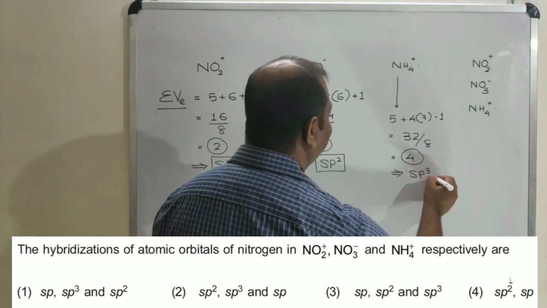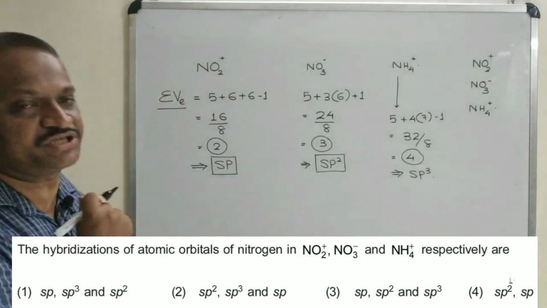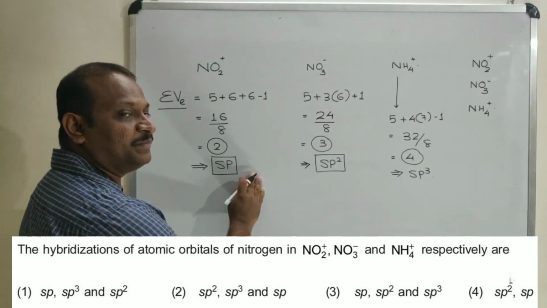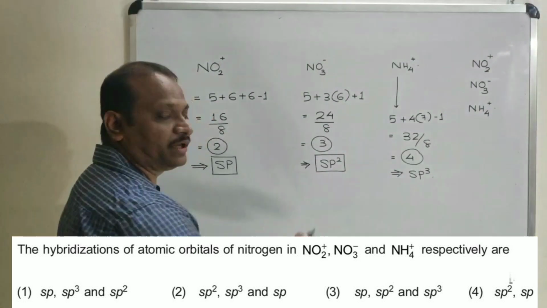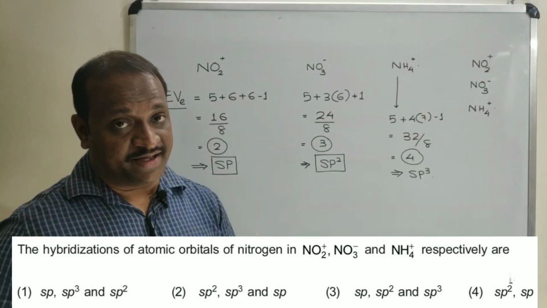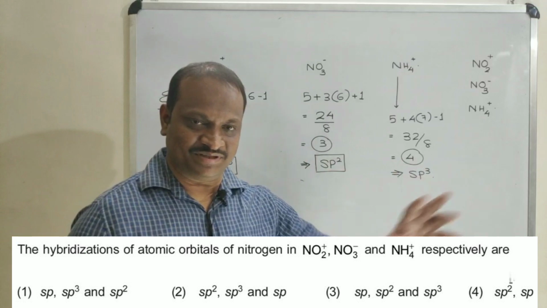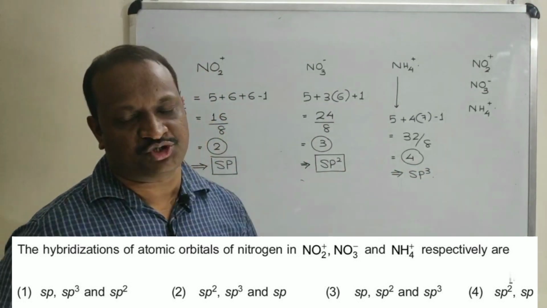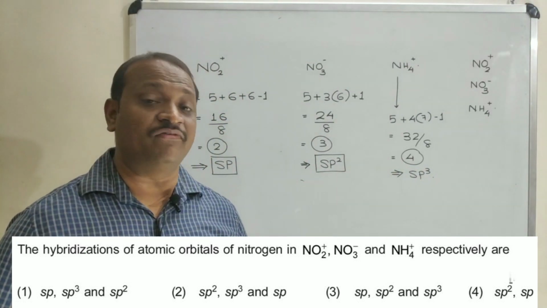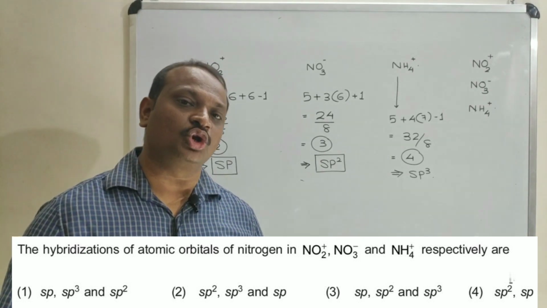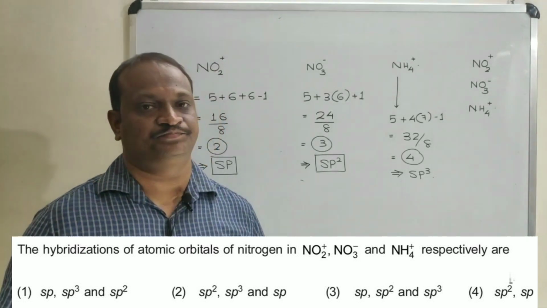sp3. So the right answer in the given options is sp, sp2, sp3. So what's the answer here? sp, sp2, sp3. In all these compounds, you might have seen that the sigma of valence electron comes as 8. But in case it is not coming as 8, what to do?